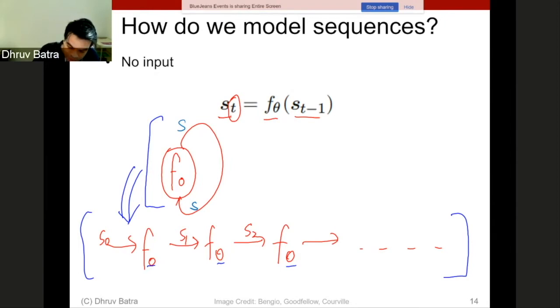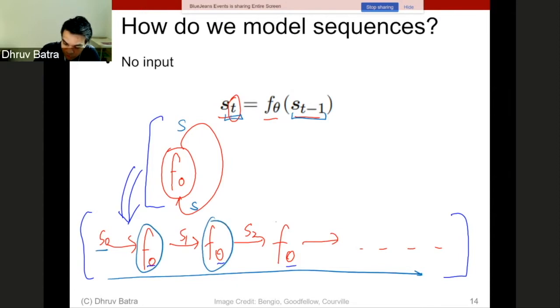However, if I index these outputs and inputs with time, saying there's an s_{t-1}, which is the input, and s_t, which is the output, I can unroll this seemingly loopy or cyclic computational flow graph into a cycle-free computational flow graph. By saying there is a start state, which is a boundary condition, S0, and then a node F theta, and all of these nodes share the same parameter theta.